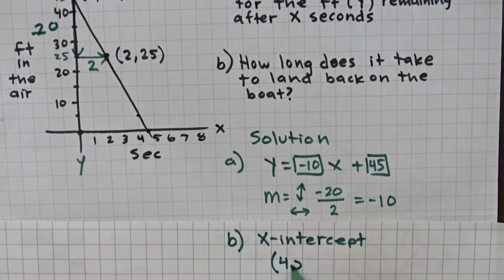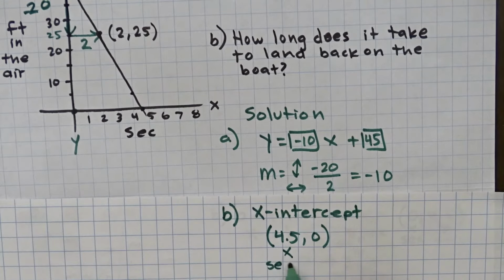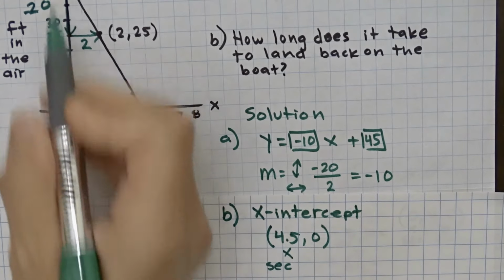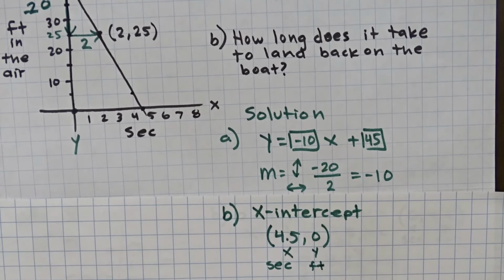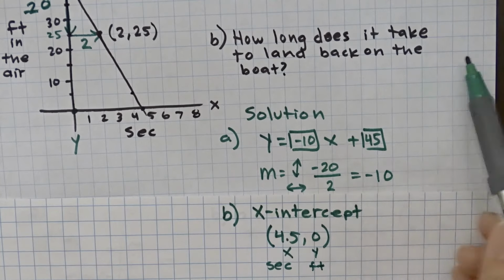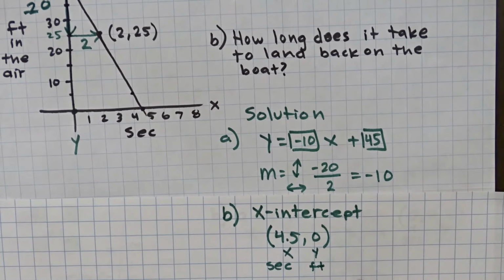Now, that makes sense, because 4.5 is our seconds, which is our x-coordinate, and the 0 is our y-coordinate, which happens to be the number of feet. So when we're trying to find how long does it take to land back on the boat, we want to know when our height is 0, and that happens at 4.5 seconds. So therefore, it takes 4.5 seconds to be back on the boat, or 0 feet in the air. And there you go.